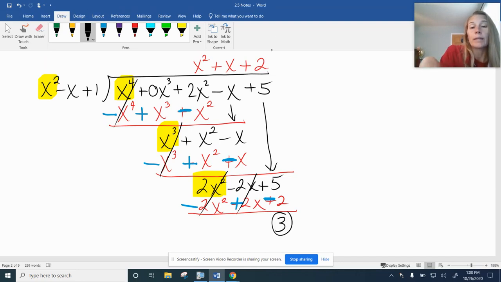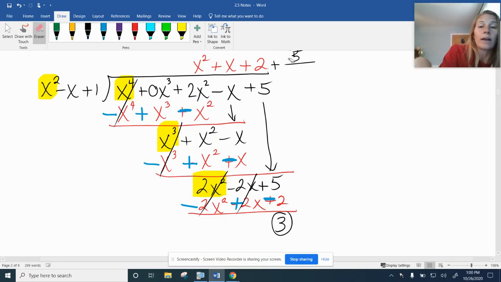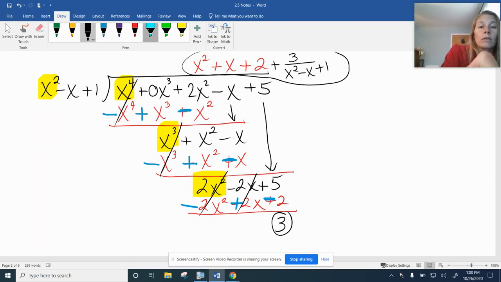So when I complete my answer, I have my quotient. I'm just going to add on my remainder, but make sure you're writing that as a fraction over the initial divisor, which was x squared minus x plus 1. So this whole piece right here would be my solution for that long division problem.